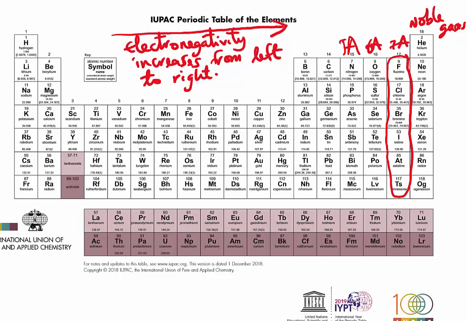That is another way of saying that if we have two elements, say for example calcium and chromium, calcium will be less electronegative than chromium, because chromium will be a little closer to the noble gases. Now, let us take a look at elements in the same group.